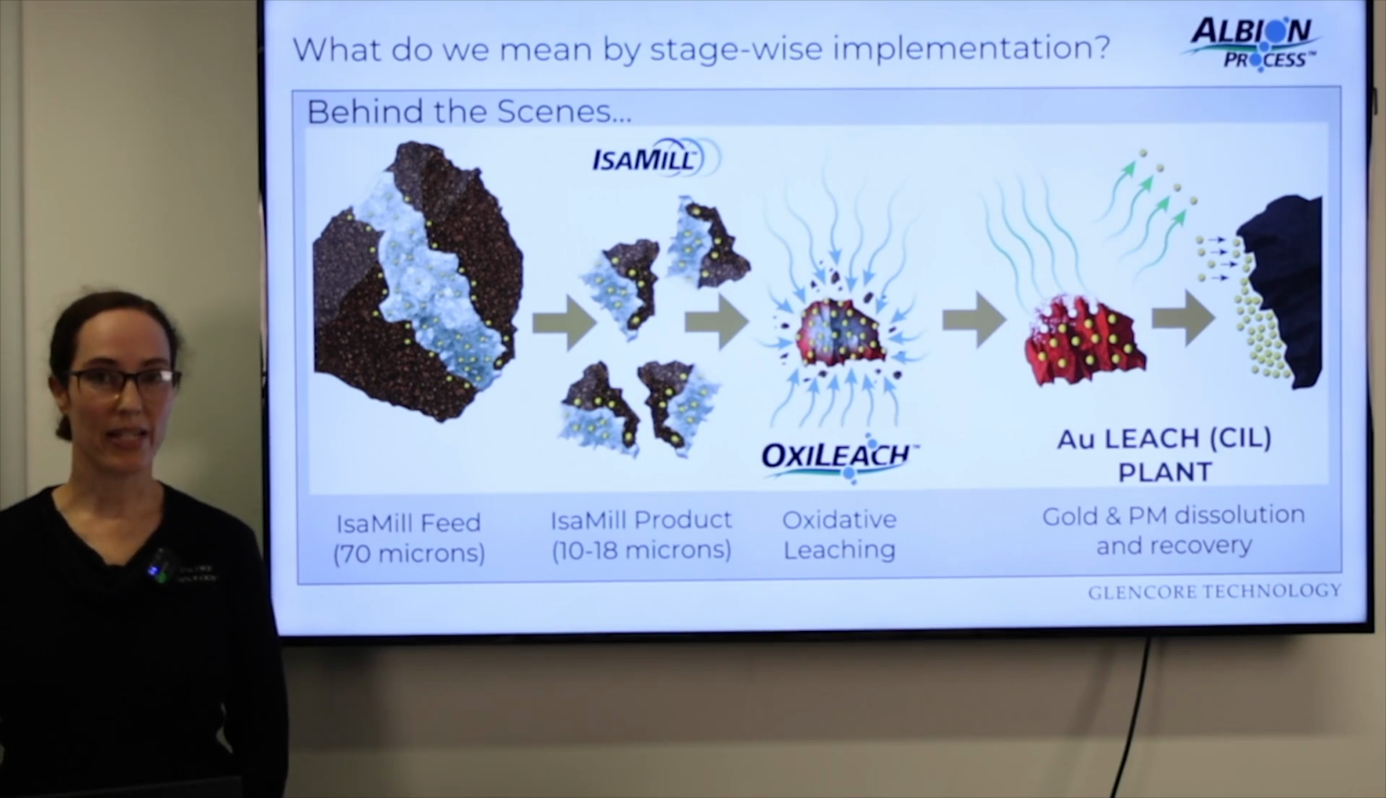Finally, behind the scenes of the Albion process, we have not only the ultrafine grinding, but we also have the oxyleach reactors leaching the sulphide to sulfate. This makes the gold hosted in the sulphide accessible to the cyanide, and it is able to leach the gold and be recovered. Thanks, Sarah.